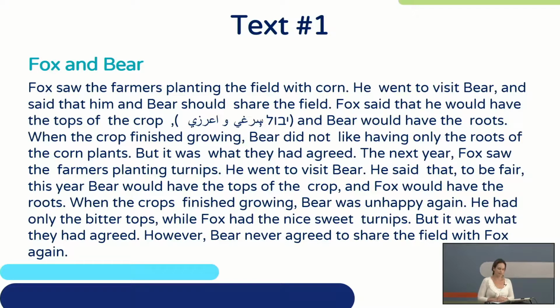He went to visit Bear. He said that, to be fair, this year Bear would have the tops of the crop and Fox would have the roots. When the crops finished growing, Bear wasn't happy again. He had only the bitter tops, while Fox had the nice, sweet turnips. But it was what they had agreed upon. However, Bear never agreed to share the field with Fox again.